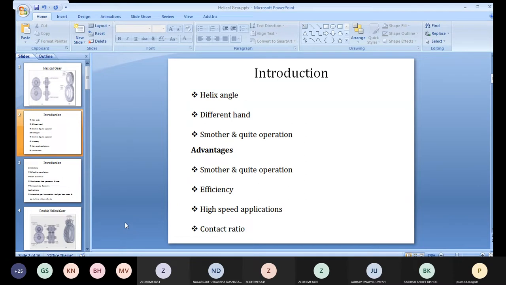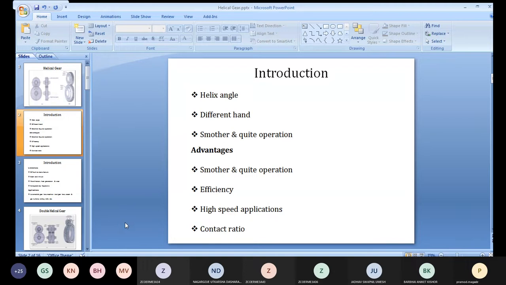So now, next heading, write down: advantages of helical gear. First, write down, of course, it has smoother as well as quieter operation than spur gear, comparatively smoother and quieter than spur gear.